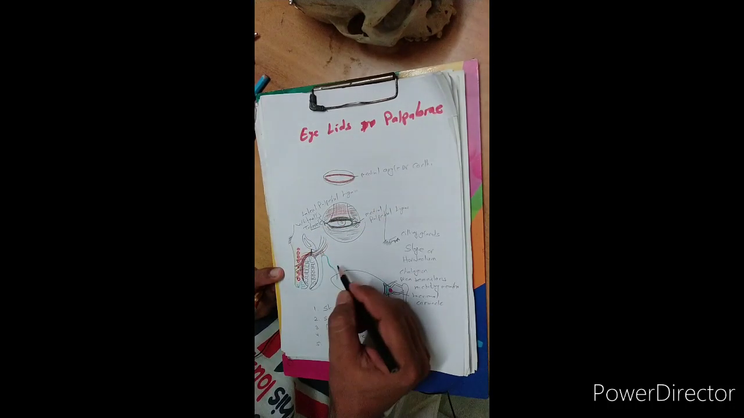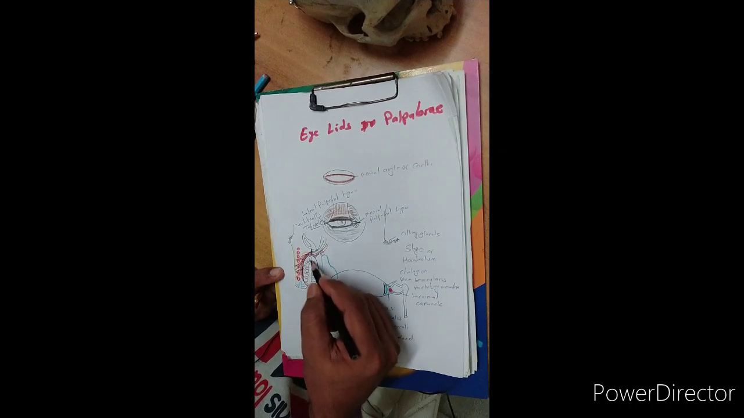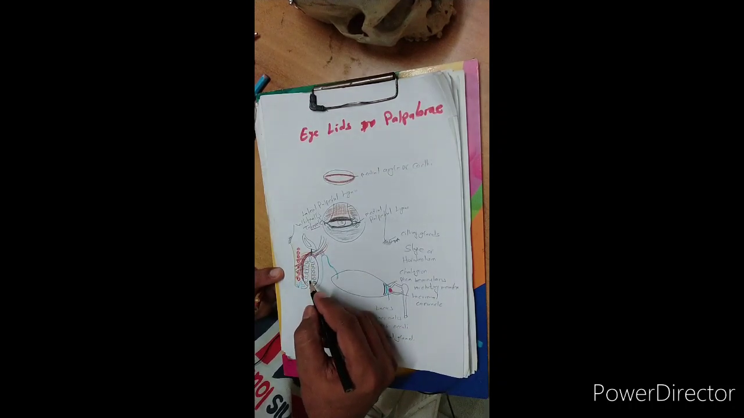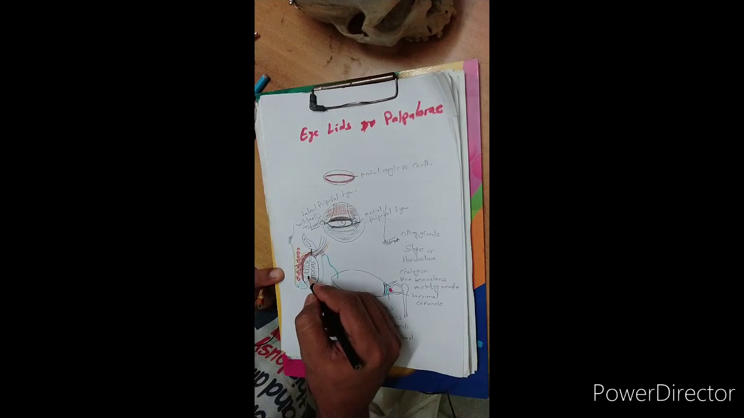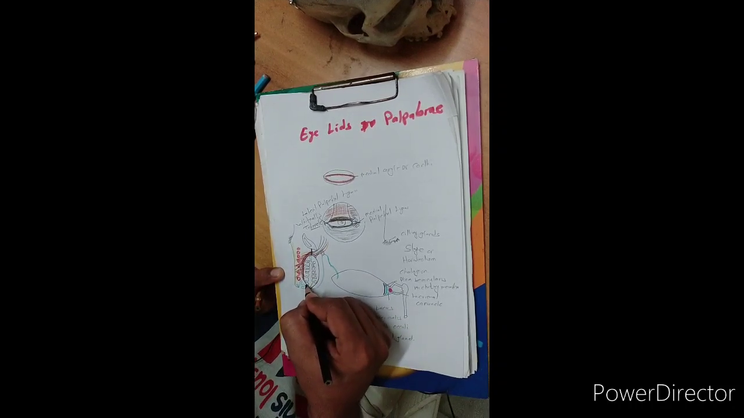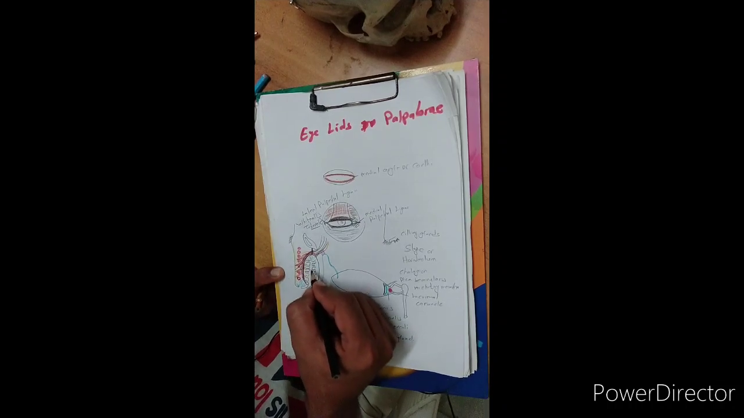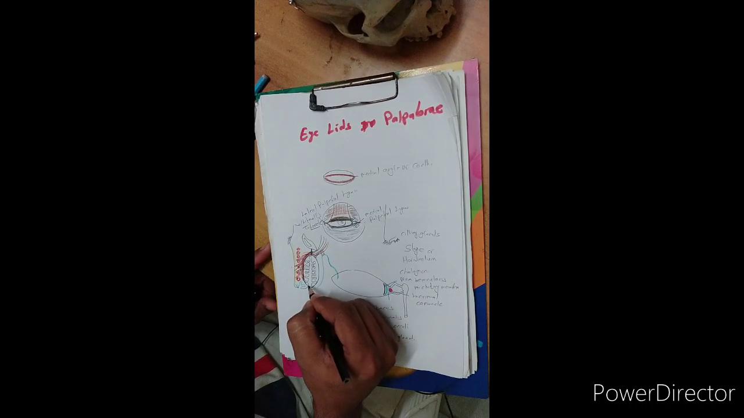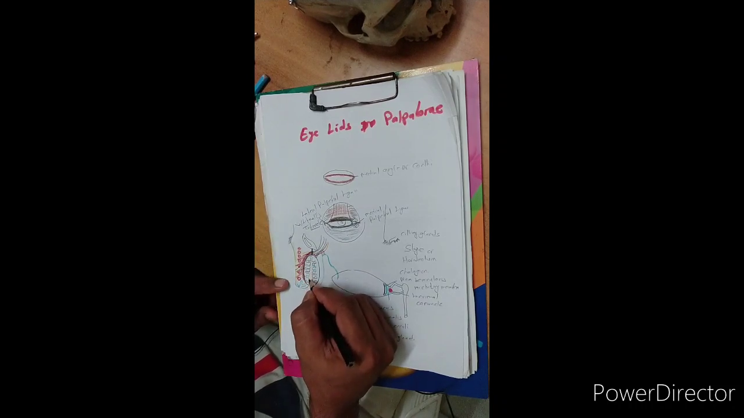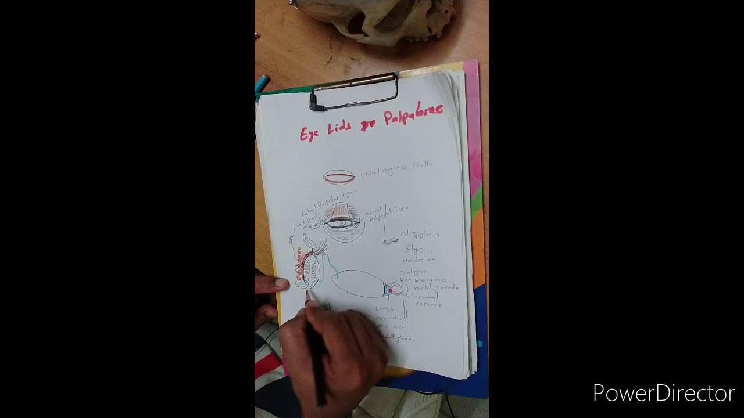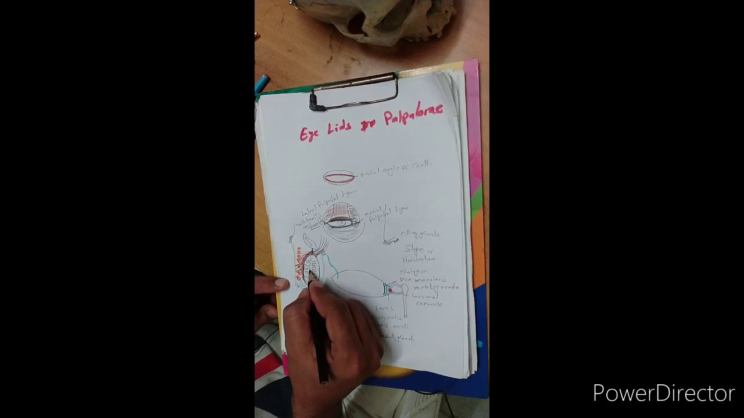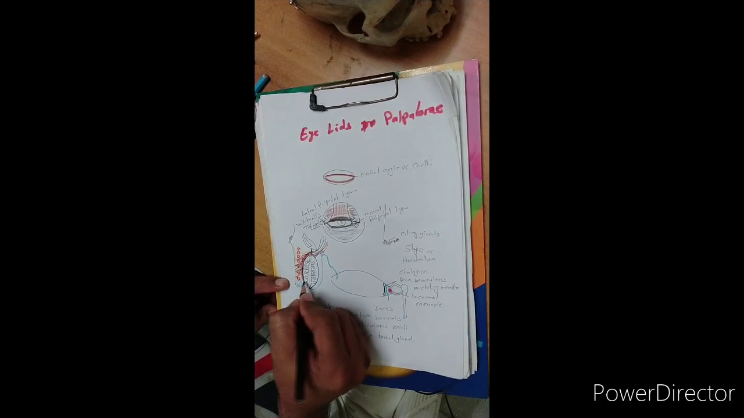Then come the tarsal glands here. These tarsal glands are modified sebaceous glands, present in the substance of the tarsal plate. This is the tarsal plate, and in its substance these are the tarsal glands here. These tarsal glands are present in a single row, with openings at the sharp border here. Each tarsal gland has one common opening, a straight tube which has side branches here.